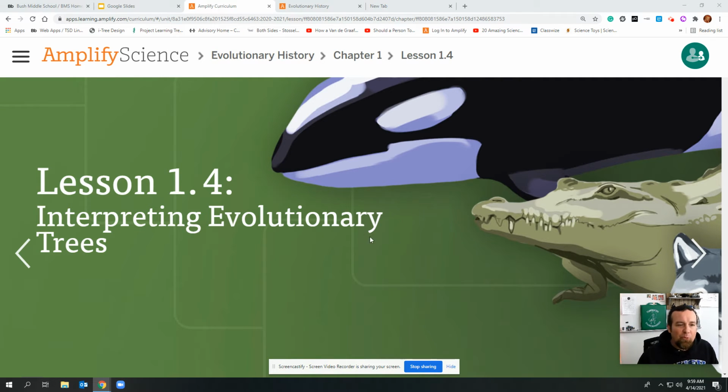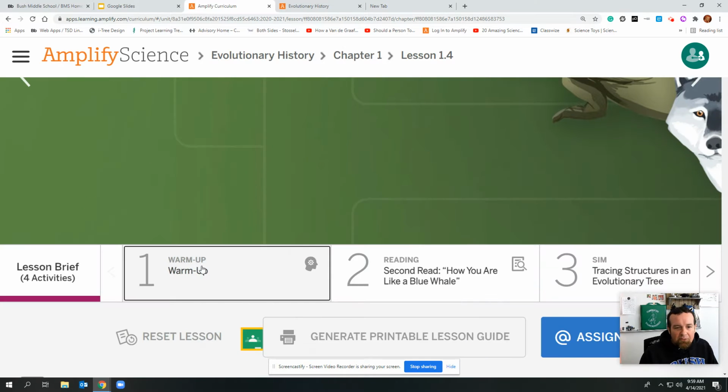We're at lesson 1.4, interpreting evolutionary trees. And no, we're not talking about the type of trees that grow in the ground. We're talking about family trees, and in this case, the fossil record. So let's dive in, shall we? Let's go to our warm up.